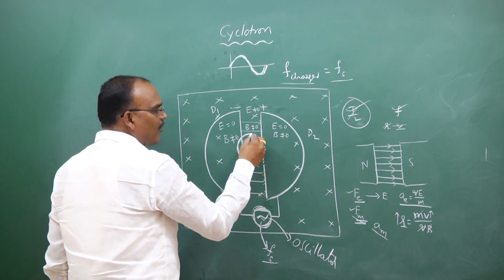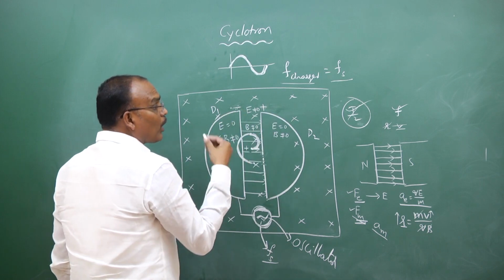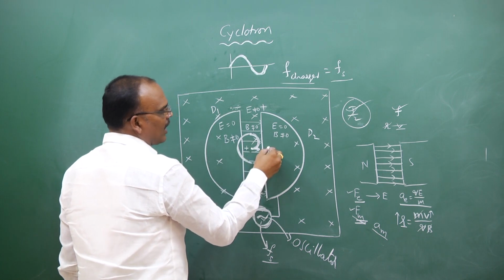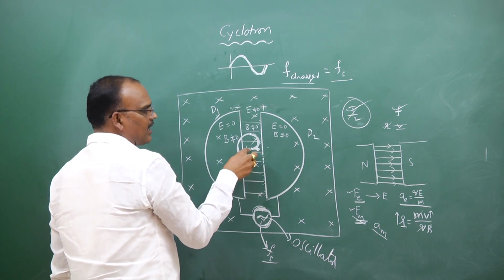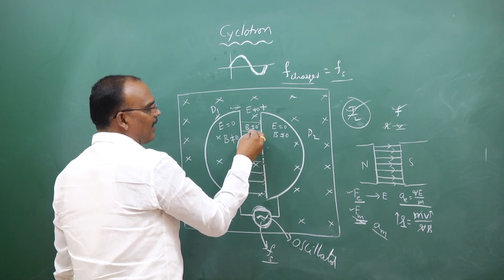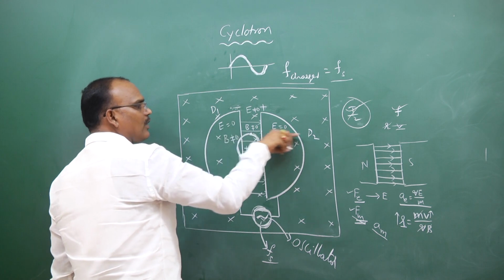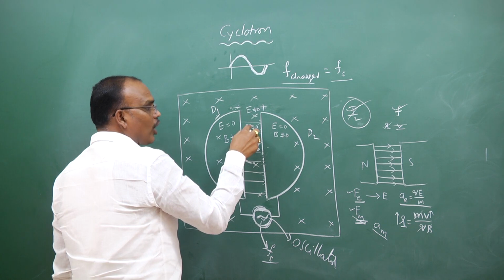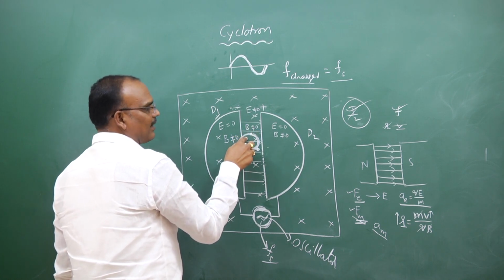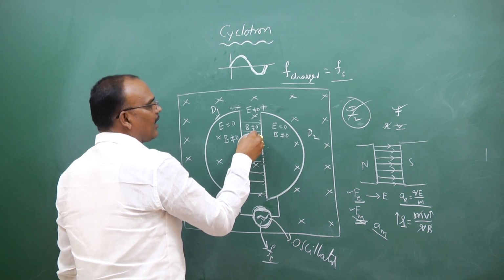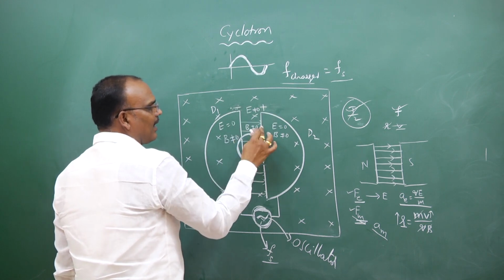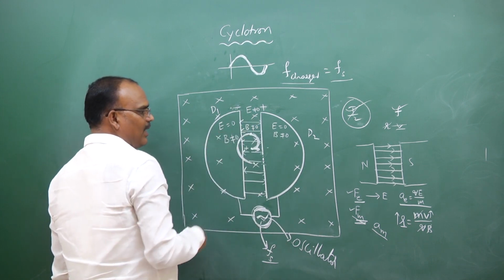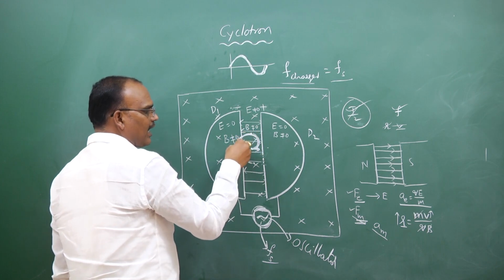So whenever it completes half of the revolution, polarity changes. What is the advantage with the reverse polarity? See here. When the charged particle is moving in this direction, electric field is in this direction, it increases the speed. When it reaches here, electric field is in this direction, force will act in this direction. During the next half of the revolution, if the electric field is not reversed, it decelerates. To avoid that, the polarity of the D's reverses, then the electric field will reverse. It will exert force in this direction, acceleration will be in this direction, the speed of the particle increases.